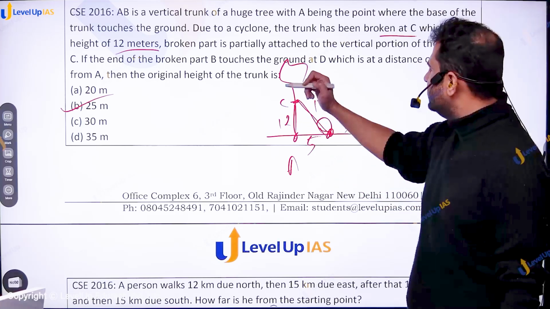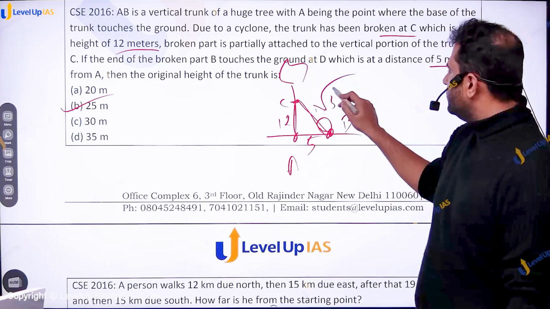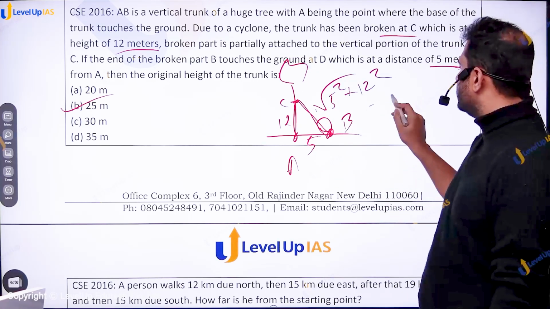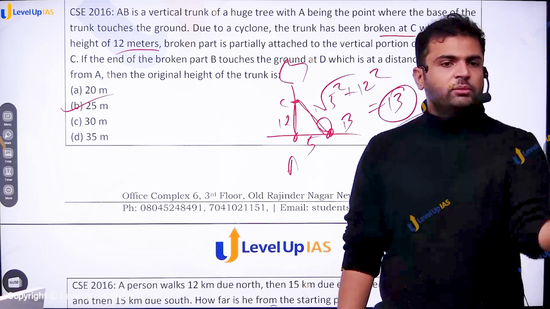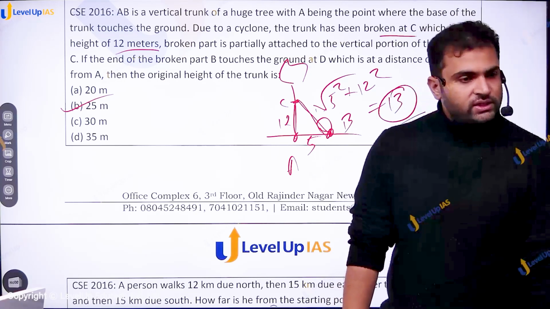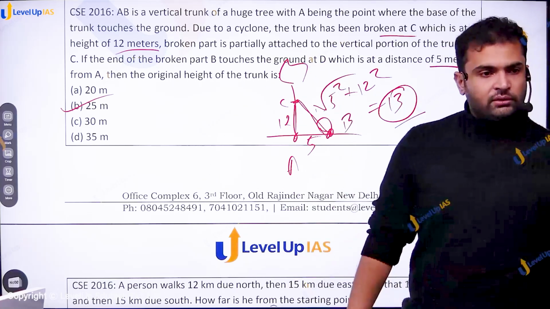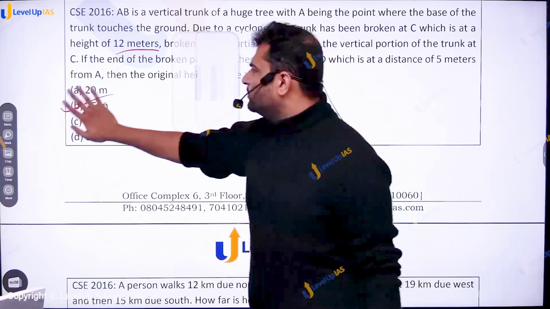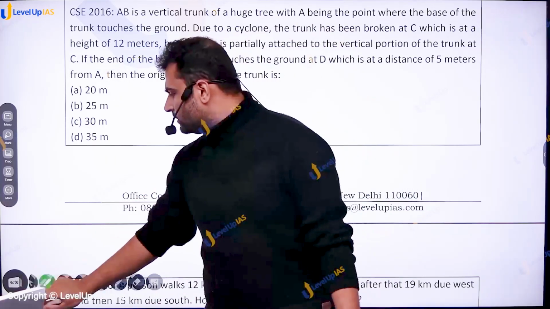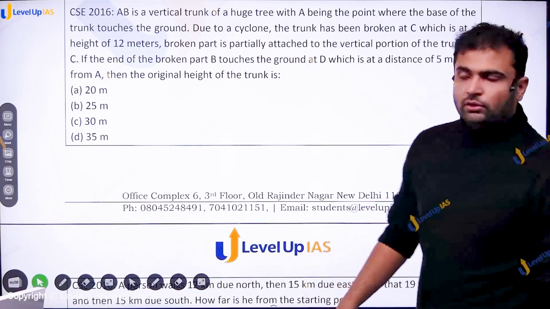This is 5, this is 12, then this is what? Root of 5 square plus 12 square. You can solve it and get it as 13. Just plot whatever information is there in the question onto your paper. Do not overthink, do not overburden yourself. Simplify things for you. And do not get bogged down by the question's length.